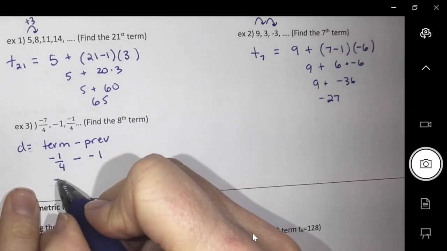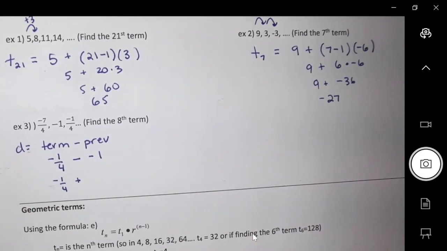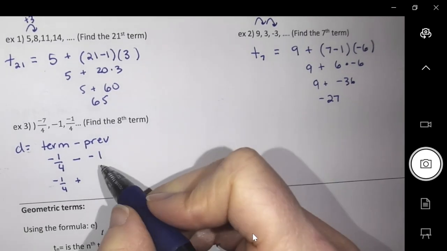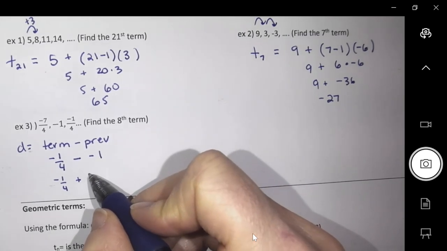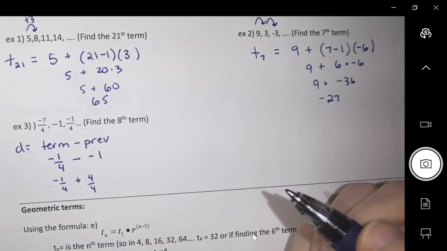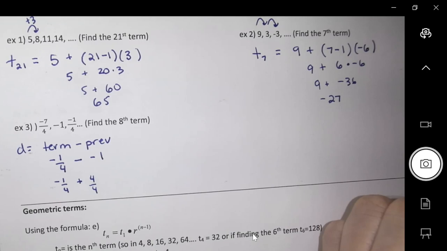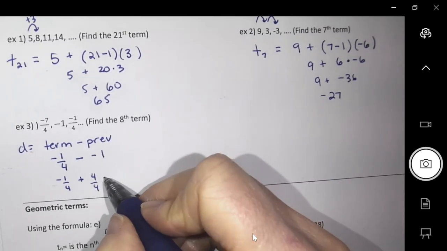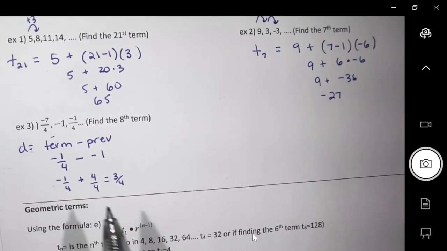Okay, so I'm going to go minus a quarter. Are you okay if I do a plus symbol now? Why would I ever do that? Subtracting negative values. And are you okay if I change 1 to be a 4 over 4? 1 is 4 over 4. Which means every time I'm going up by 3/4.